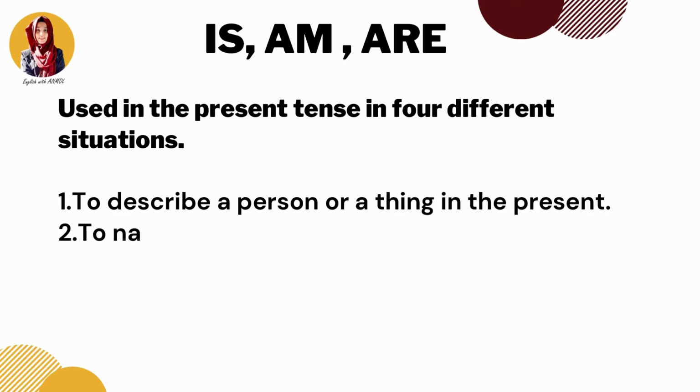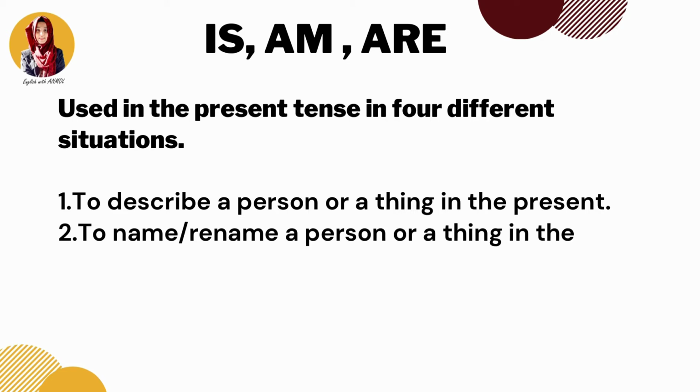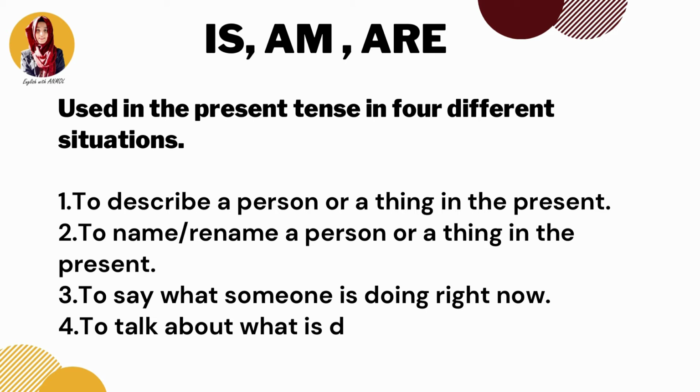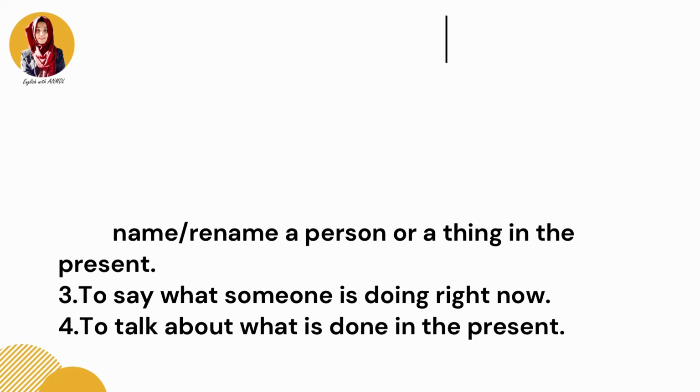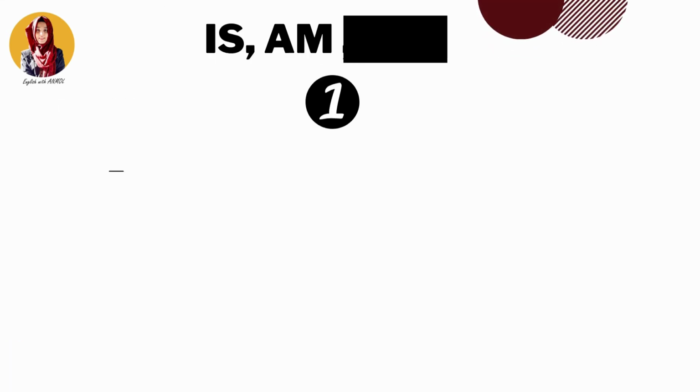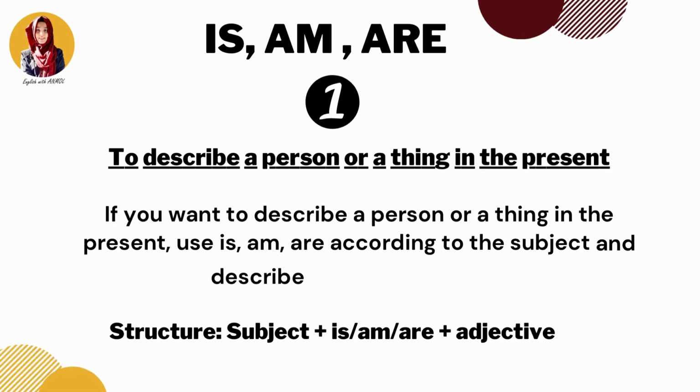Number 1, to describe a person or a thing in the present. Number 2, to name or rename a person or a thing in the present. Number 3, to say what someone is doing right now. Number 4, to talk about what is done in the present. Now let's discuss these situations one by one.